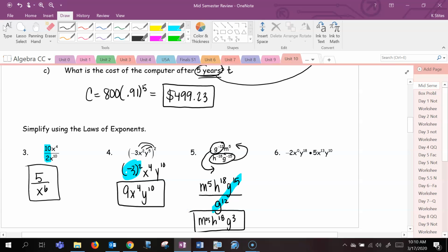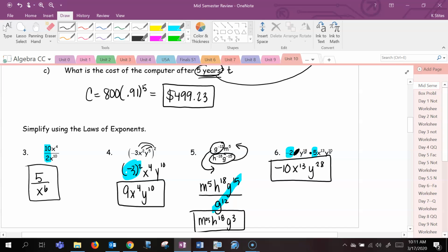Okay. All right, number 6. This time we're multiplying, so we'll multiply our negative 2 and 5. X to the 0, that's just a 1, that cancels. So we only have x to the 13th left. And then your y's here, they're on the same level and they're positive, so this we will add. 18 plus 10 is 28.